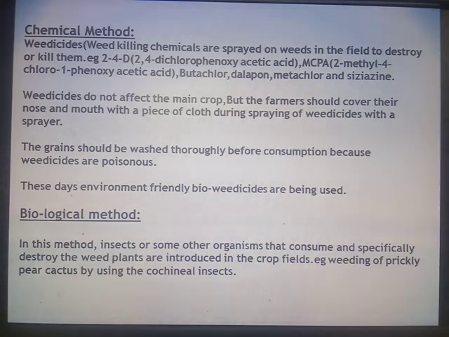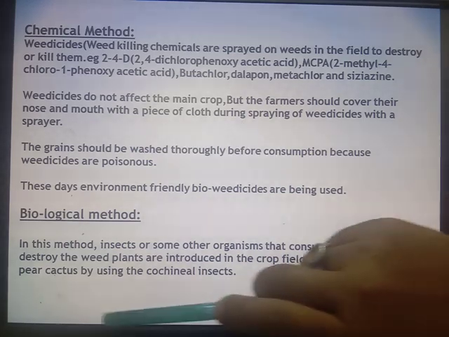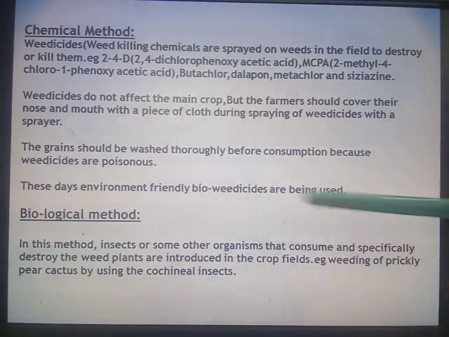So what do we do in this? Especially the insects or those organisms which eat or consume those weeds are introduced in the crop fields, and they do not destroy the main crop. For example, weeding of prickly pear cactus by using the cochineal insects. So in this method, the main crop is not disturbed, only the organisms or the insects which eat or consume the specific weeds are introduced in the main field.